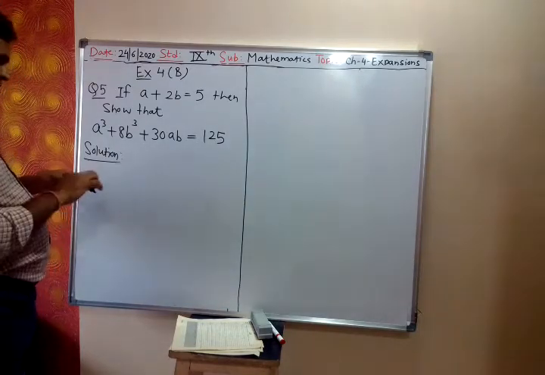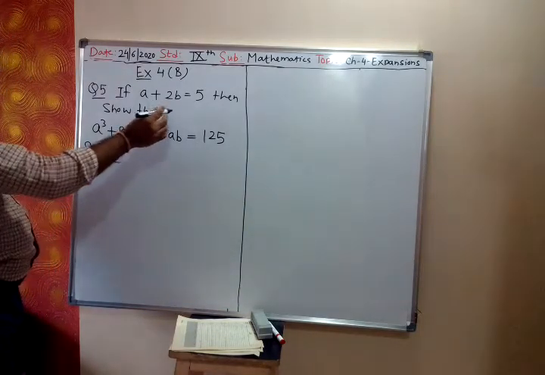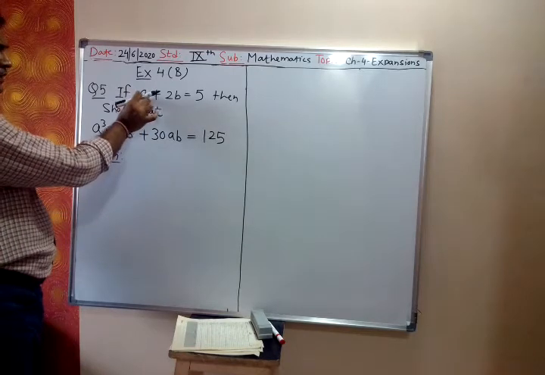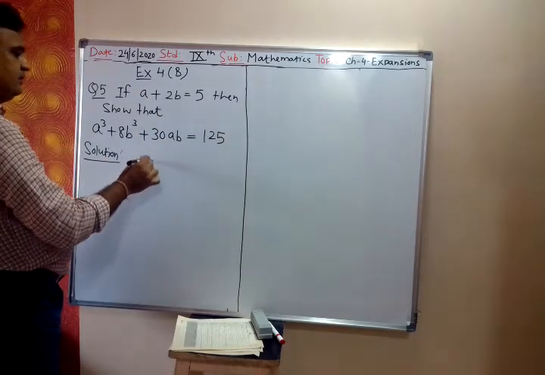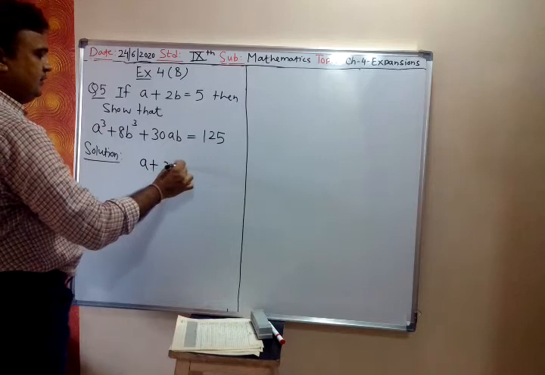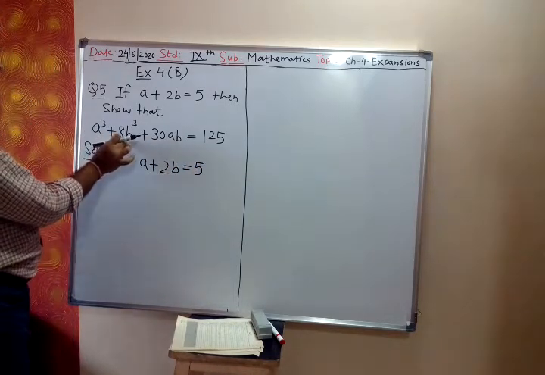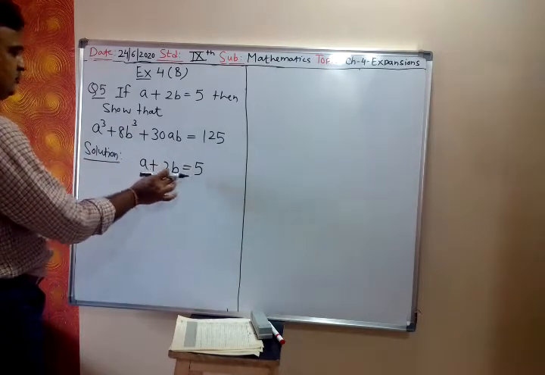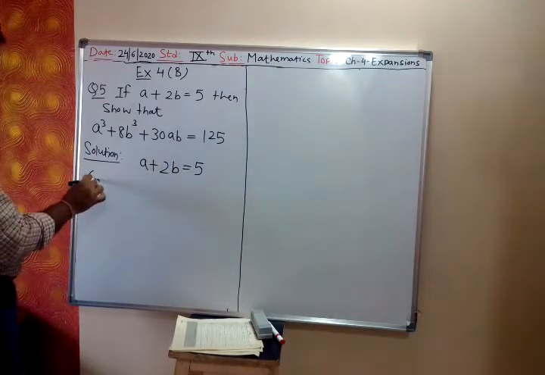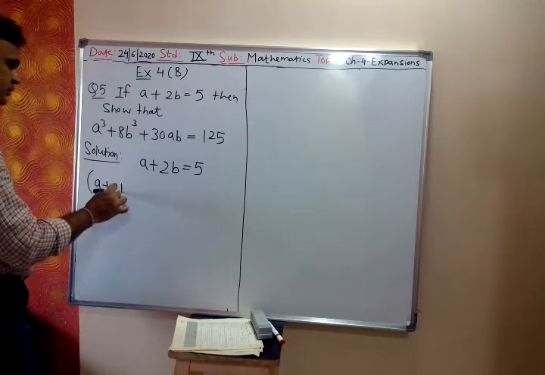We are given a plus 2b is equal to 5. Then find the value of a cube plus 8b cube. So I will consider a plus 2b whole cube.